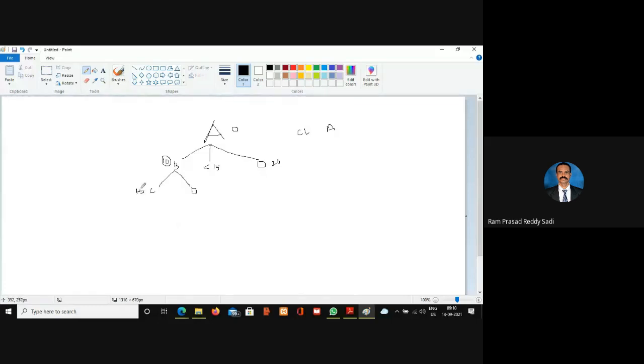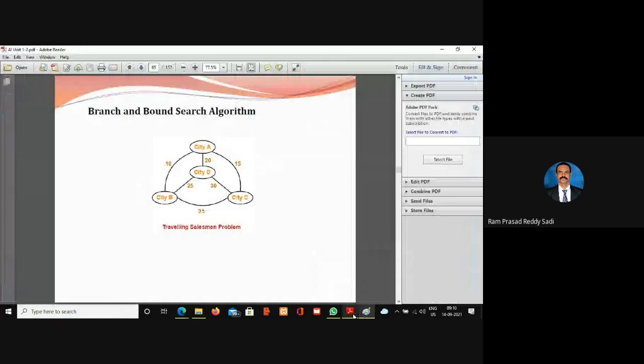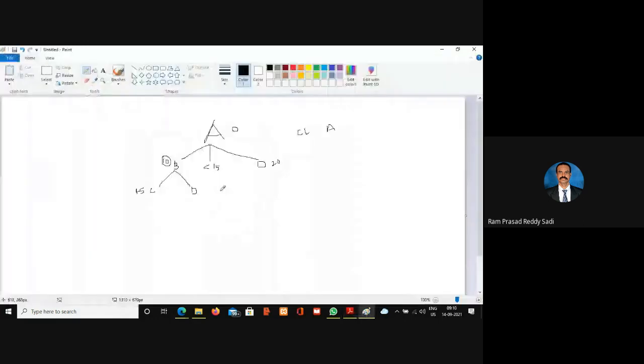That's how the expansion goes. Similarly for D, what will be the value? It is 10 plus 25, 35. So these are the values. Now, what is present in the list? Initially, A was present in the open list.